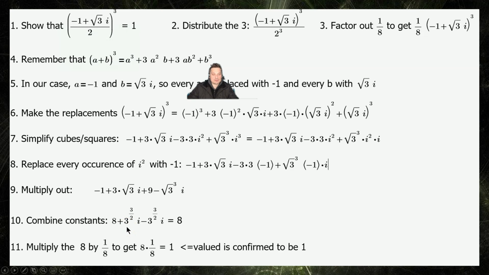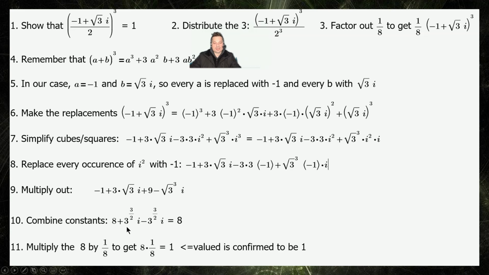In this one, we're going to prove to ourselves that the following is true. (-1 plus the square root of 3i) over 2, that whole quantity cubed, is equal to 1. So the first stage is, you see over here above my head, there's a 3 in the exponent. When you have that case, you can distribute that 3 over to the numerator and the denominator individually.